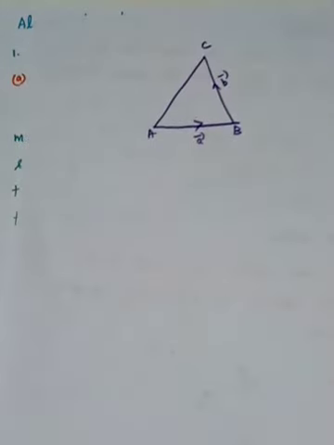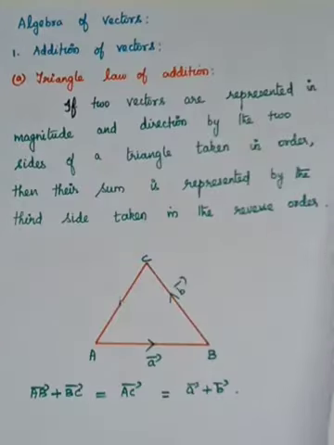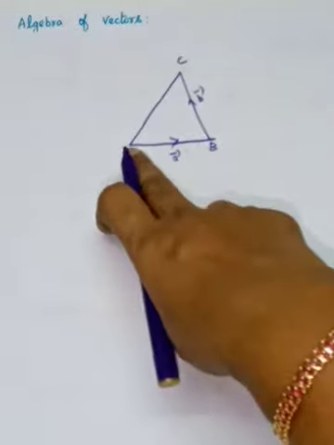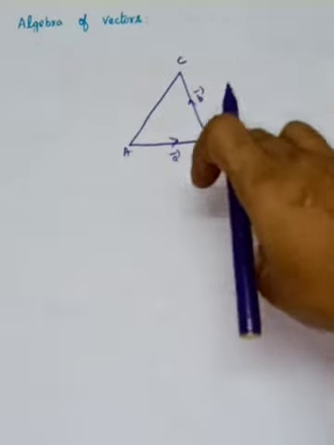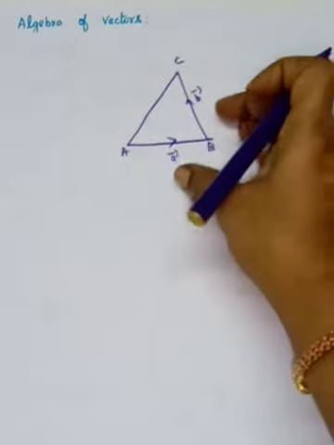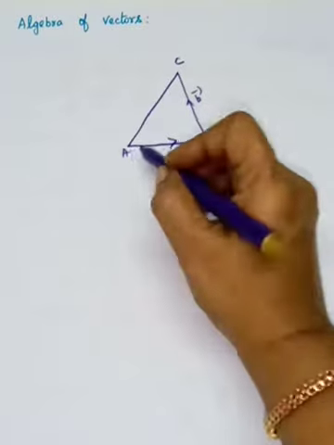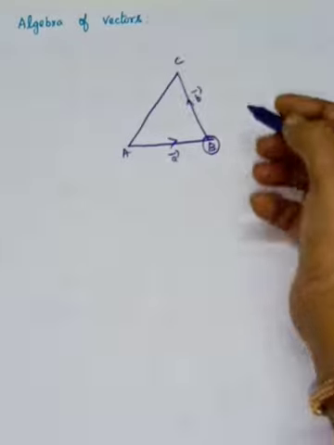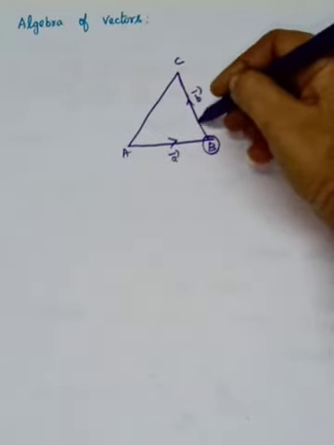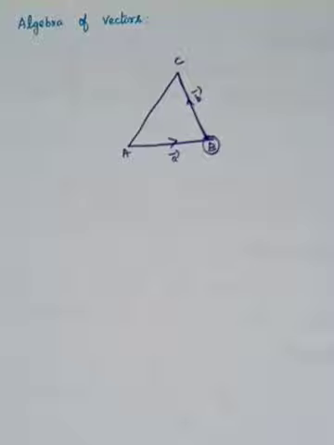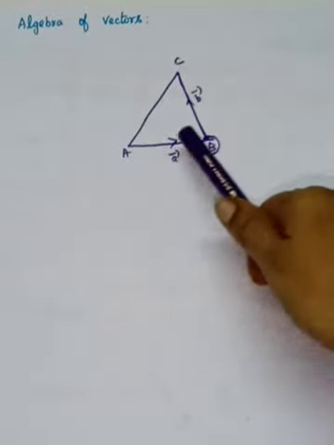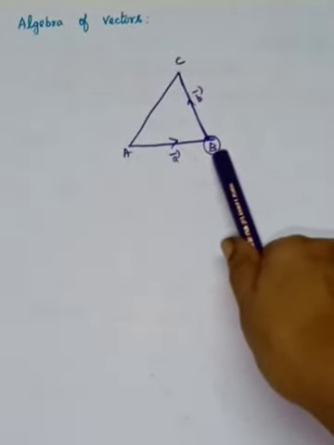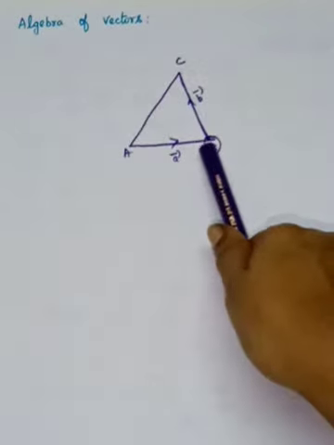The two vectors are represented in magnitude and direction by the two sides of a triangle taken in order. So I have taken AB vector as A vector and BC vector as B vector. Here you have to see the result. The terminal point of the first vector will be the initial point of the second vector. So the initial point of the second vector should coincide with the terminal point of the first vector.